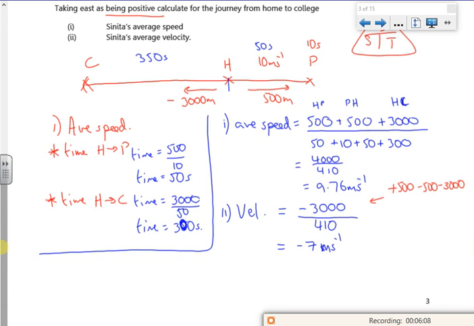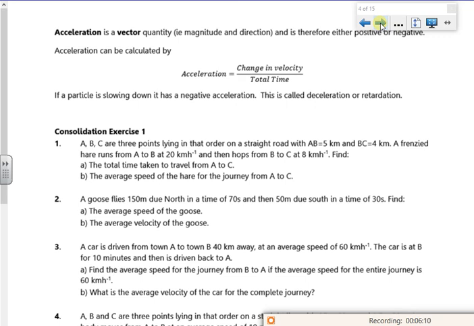Now it mentions on the next page acceleration as a change in velocity with time. Now it says that if you've got negative acceleration, it's called deceleration or retardation. To be fair, that word has never ever come up in the paper, and I find it massively offensive. So some questions there that we'll try and work through in class.